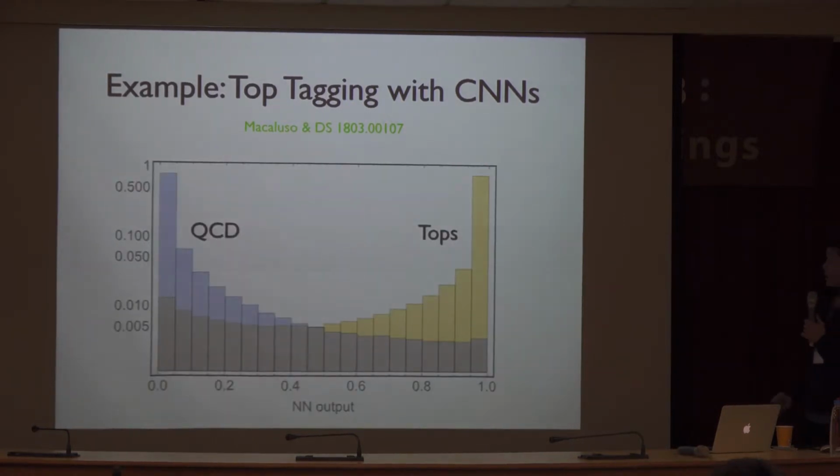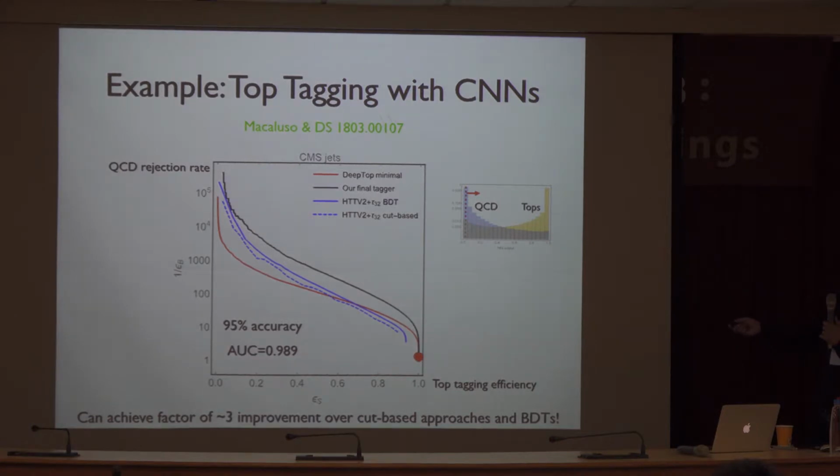Okay? And so this is how the classifier performs in terms of its raw output. So this is the neural network output. It's just a number between 0 and 1. And trained on tops and QCD, it produces this nice histogram where the tops are over here. Notice this is a log scale in the y-axis. So the tops are all clustered up here, and the QCD is all bunched up down here. And if you turn this into a ROC curve, so basically if you slide a cut across this histogram, you get this nice looking ROC curve here. That's the performance of our CNN top tagger.